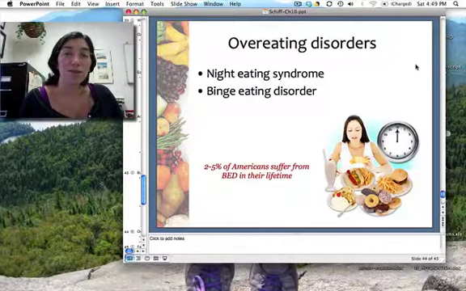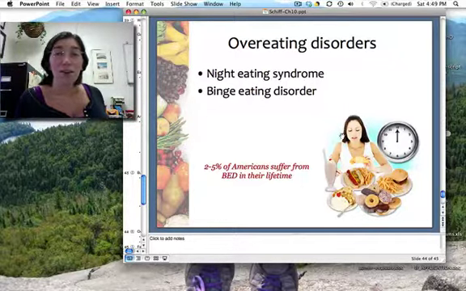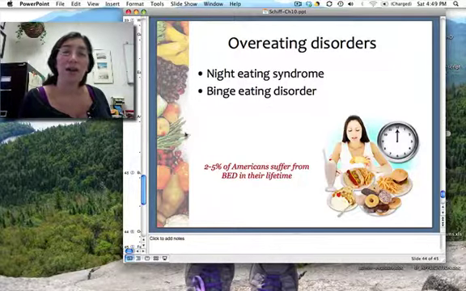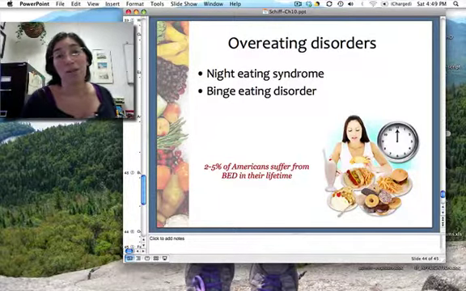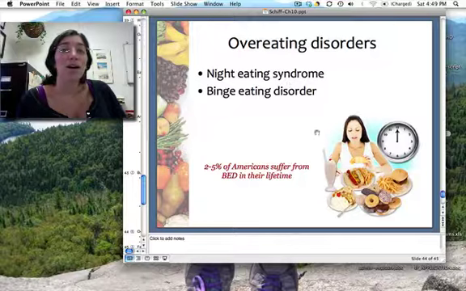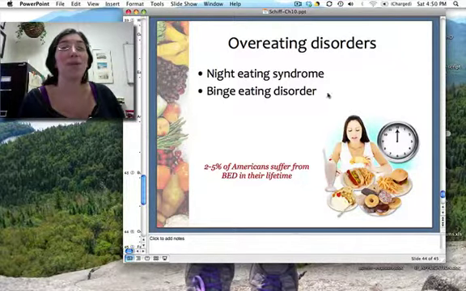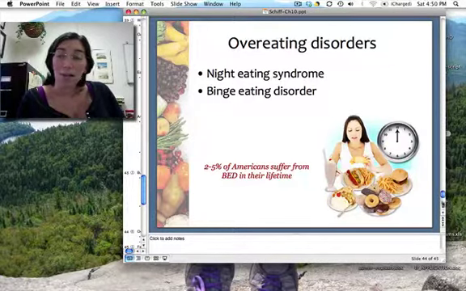The overeating disorders are night eating syndrome, NES, or binge eating disorder, BED, okay? And these are fairly common in the U.S. 2 to 5% of Americans suffer from binge eating disorder, and it is something that can contribute to obesity. So unlike anorexia and bulimia, which are associated with underweight, or bulimia sometimes is normal weight, overeating disorders are characterized by obesity and overweight. So these are people who go on binges but don't purge, eating large amounts of food in a small amount of time.